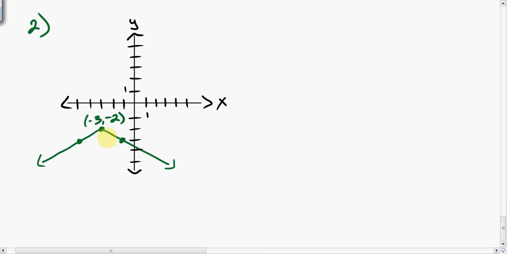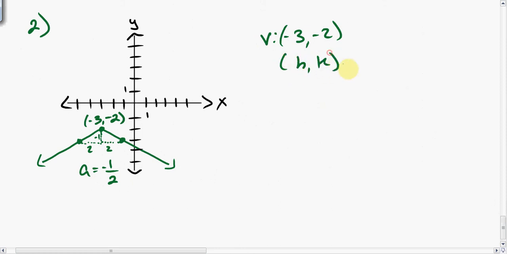And to get from the vertex to each of these other points, I go down 1 unit and right 1, 2 units. So it looks like I go down 1, right 2. Or down 1, left 1, 2 units. So it looks like my A value is down 1 over 2. Sorry, my A value is negative 1/2. So I've got a vertex of negative 3, negative 2, which is essentially my h and k. And then I have an a value of negative 1/2.